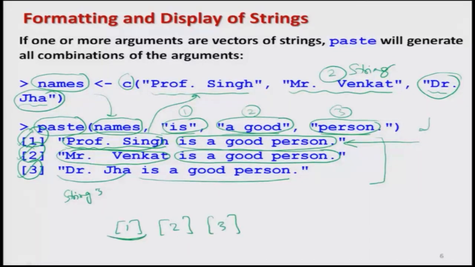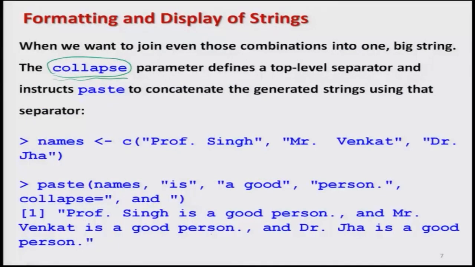Professor Singh is a good person, followed by Mr. Venkat is a good person, and followed by Dr. Jha is a good person, but in a single line, not in three lines. So for that, I can use the function collapse. This is a function which joins the combination into one big string. And it uses inside itself the paste function, and it instructs to concatenate all the strings together by a given separator.